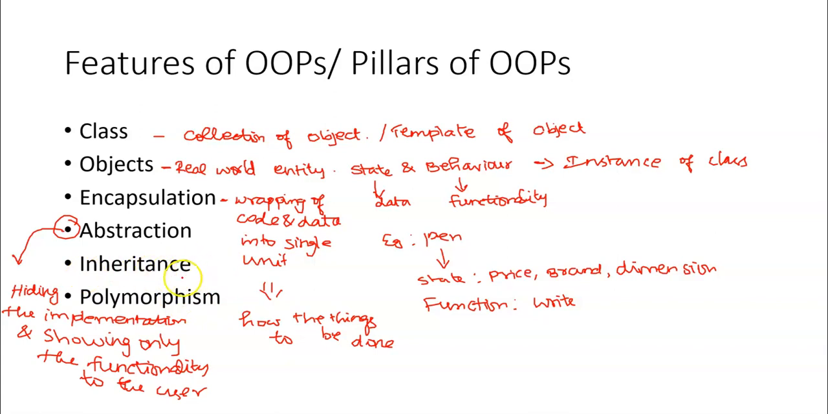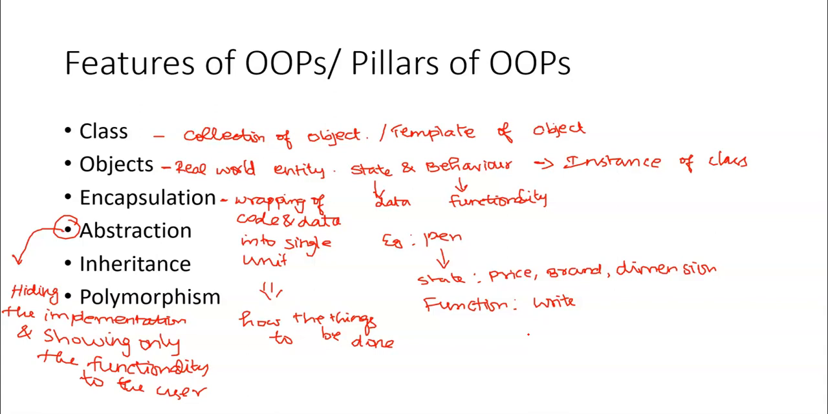Then inheritance. Inheritance means obtaining all the properties and methods of one class into another class. For example, let us take our family. If my father has his own house, automatically the house belongs to the children. And in addition to this, the children can also have their own properties. So that concept can be implemented using inheritance.